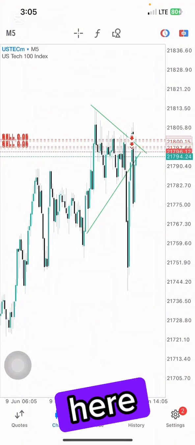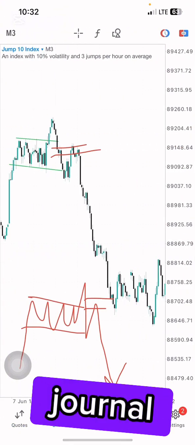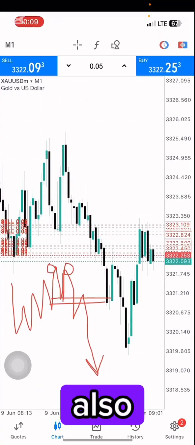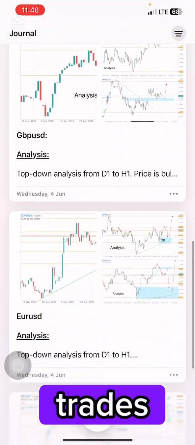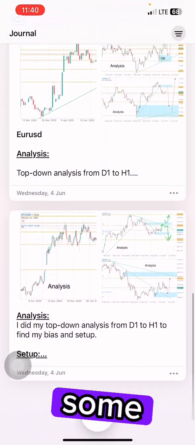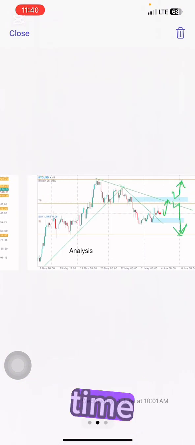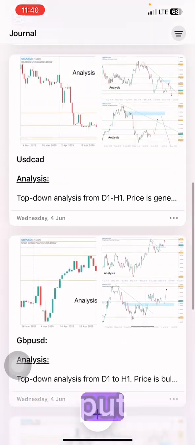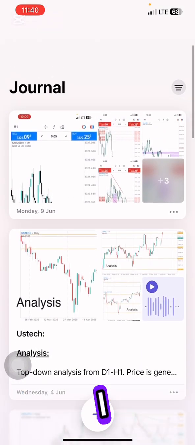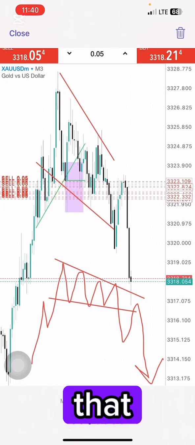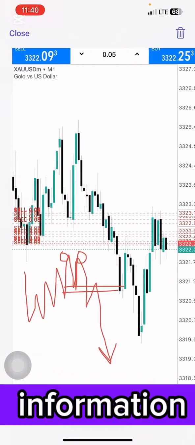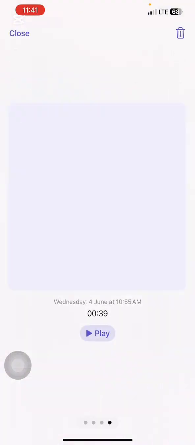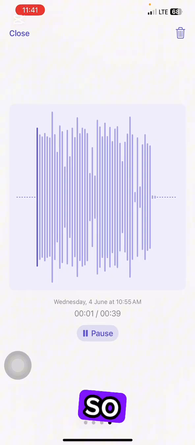So I have this journal here. You can see, I use this journal to journal my trades also. I have a lot of trade histories from daily time frames. Some of them I do the analysis from daily time frame, H4, H1 up to 15 minutes time frame. I put all of them down here and record them to make sure that I get the full gist, the full information whenever I come back to look at it. Some of them I even put a voice note.